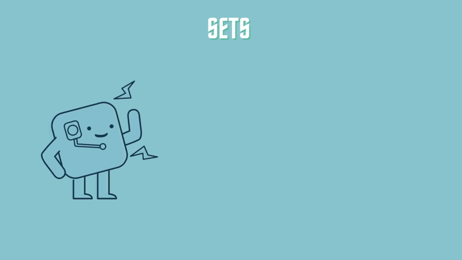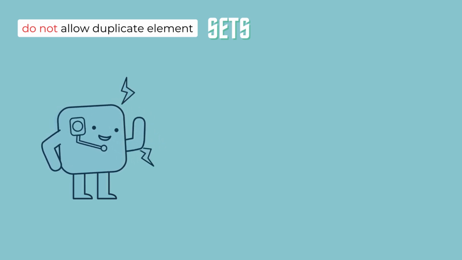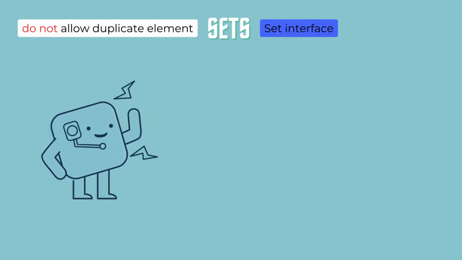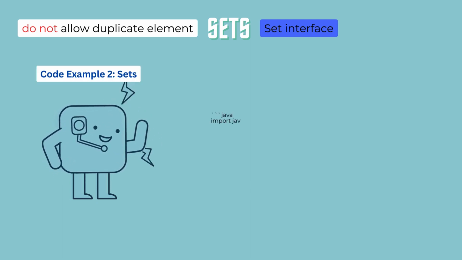Next, sets. Sets are collections that do not allow duplicate elements. In Java, the primary interface for sets is the Set interface. Here's an example. Code example 2, Sets.java: import java.